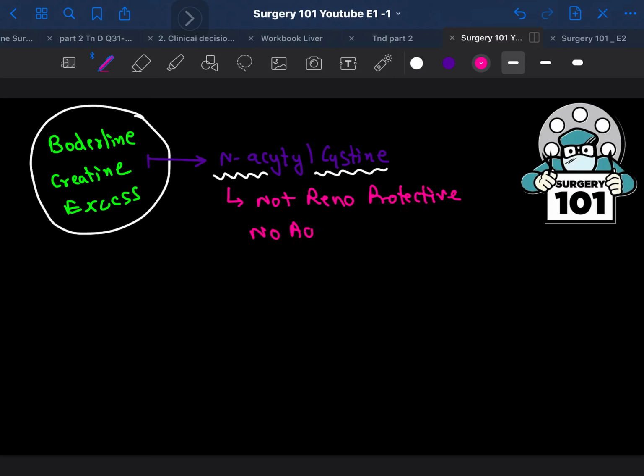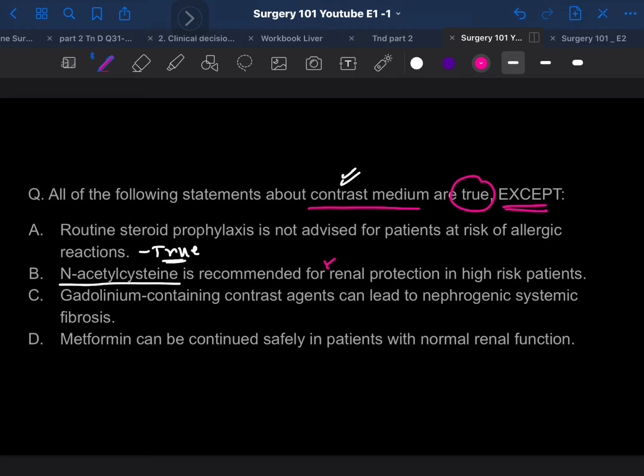So earlier, yes, it was used very, very commonly whenever there was a borderline elevated creatinine level. But Levin-Bailey specifically writes, and it is a true statement, that N-acetylcysteine is not recommended as a protection against the risk factor. It means that it is not recommended for protection if the patient has a borderline elevated creatinine.